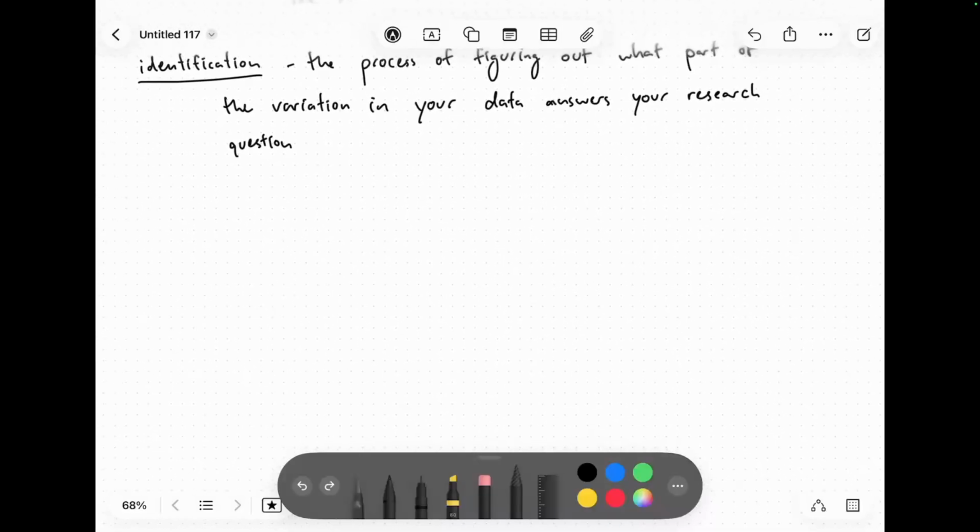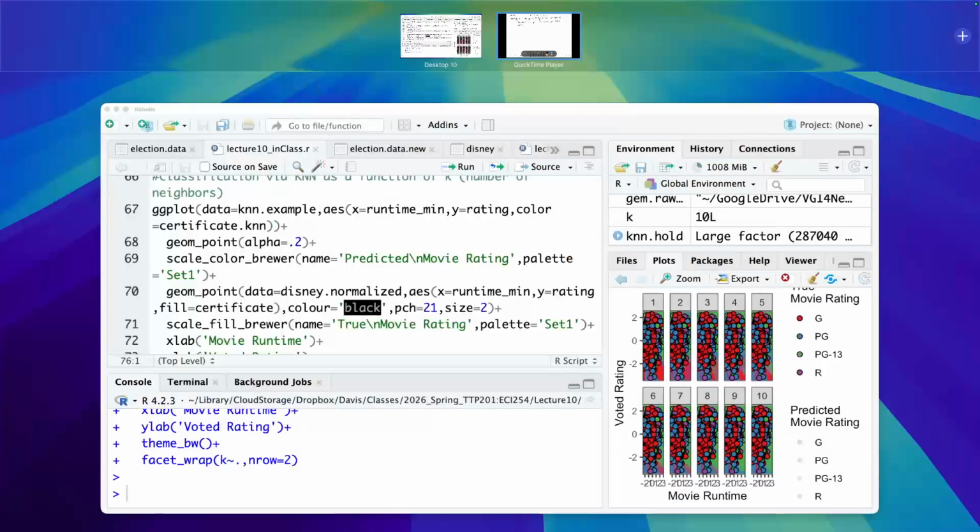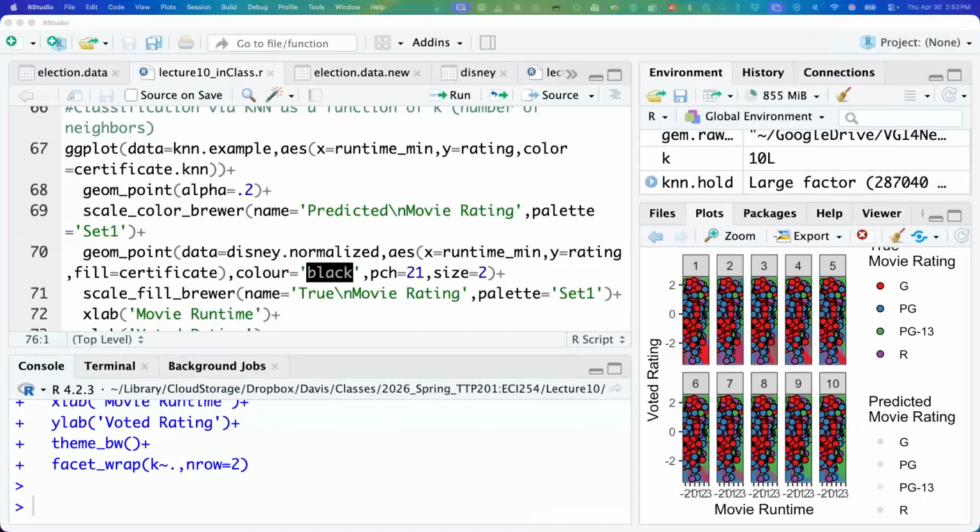Okay. So a lot of what I'm going to talk about today comes from this one book, which I think I've linked on Canvas. It's called The Effect by Nick Huntington-Klein. It's an introduction to research design and causality.